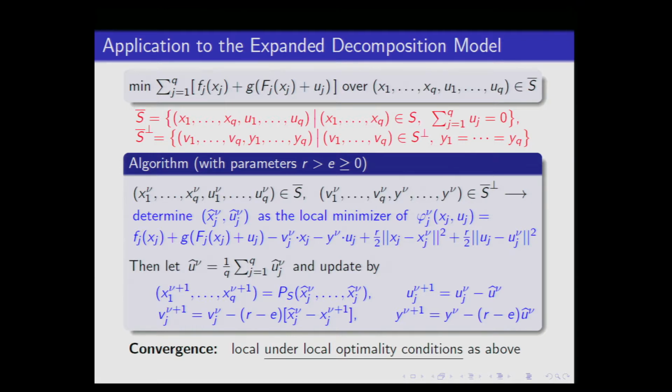And then I'm going to decompose in that for each index j, I'm going to solve a subproblem. Each index j, I have a function phi j nu. And it's obtained by looking at this term, tilting it, I subtract two linear terms, and adding two proximal terms. And you remember the U_j add up to 0. And then if I take the average of the U's that I get out, then I get this update.